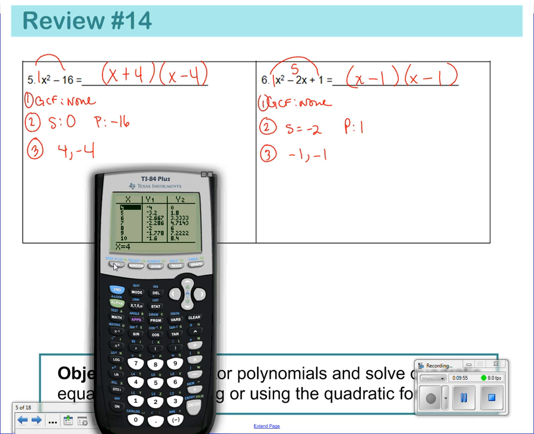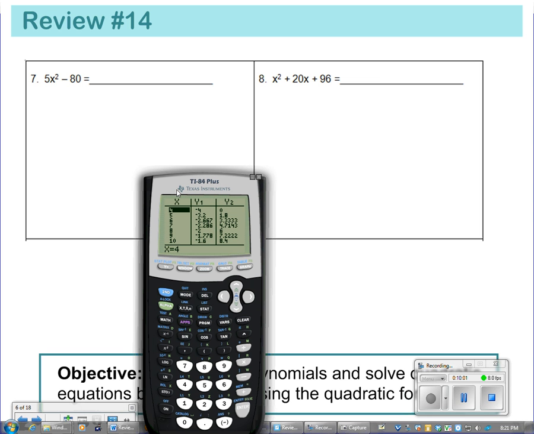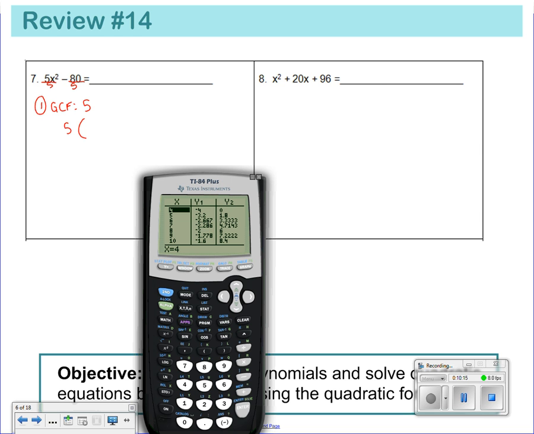We'll go on to number 7. 5x squared minus 80. So I'm looking for the GCF. See the number in front of the x squared is 5. 5 does go into 5, and 5 does go into 80. So I know my GCF is 5. Let's factor it out. I put the GCF out front, and then those 5's cancel. We're left with x squared, and 80 divided by 5 is 16.